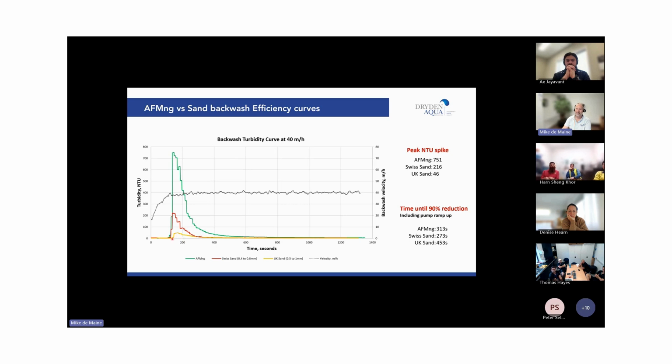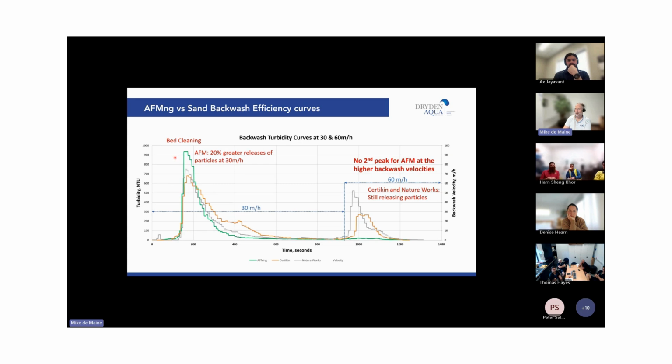This is a UK sand, which was terrible. And then this is our AFM. You can see how it releases all of the dirt because we're not holding onto it in any way. It's released. This is against other glass medias. You can see the brand new glass medias were better at releasing dirt.